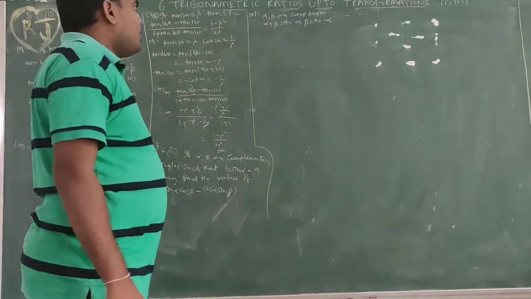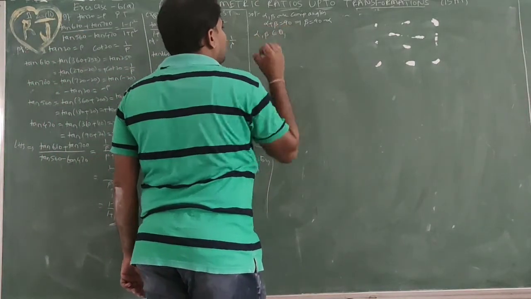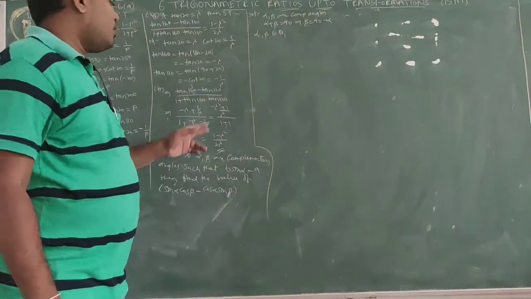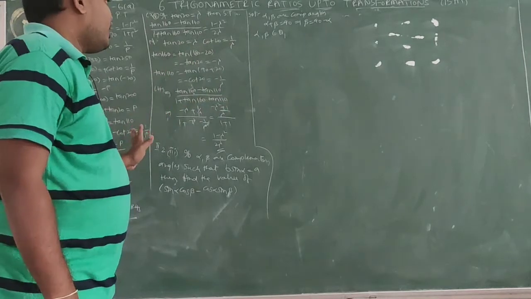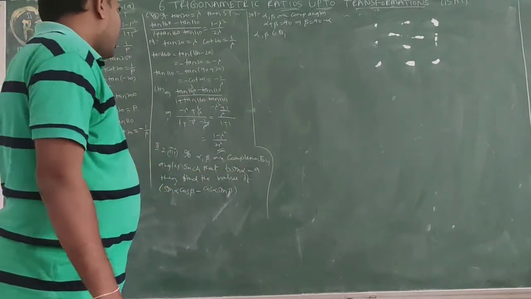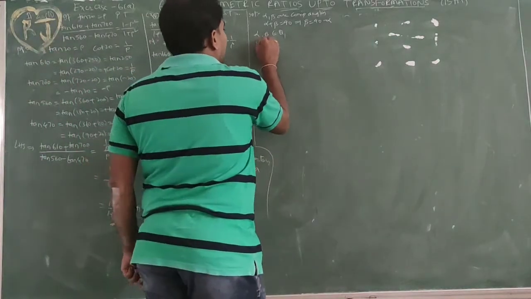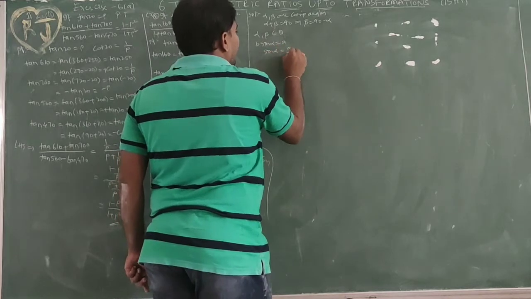Complementary angles means alpha, beta both belong to the first quadrant. The sum of the angles is 90 degrees, both angles are less than 90, so alpha and beta belong to Q1. Now b sin alpha equals a, so sin alpha equals a by b.